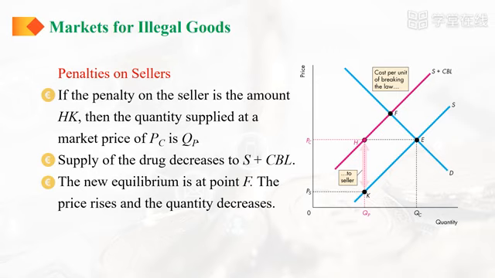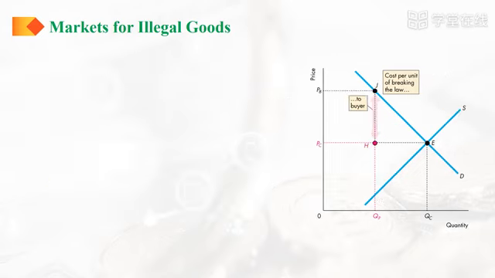In figure 6.13, the cost of breaking the law by selling drugs is added to the minimum price that dealers will accept, and the supply curve shifts leftward towards S. If penalties were imposed only on sellers, the market equilibrium would move from point E to point F. Let's also see penalties on buyers.